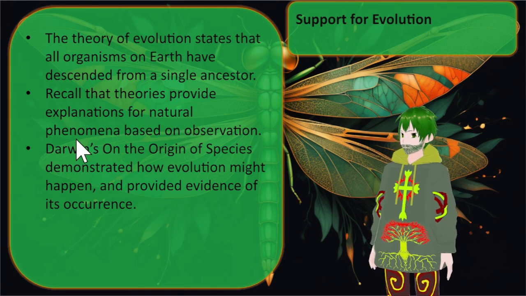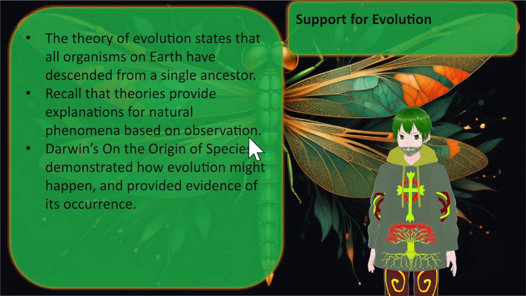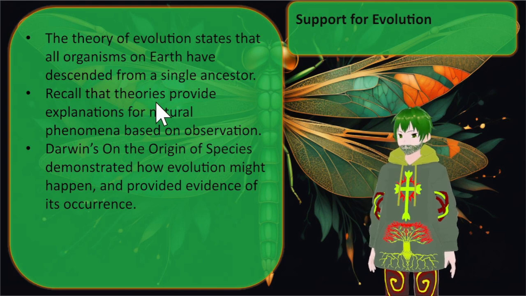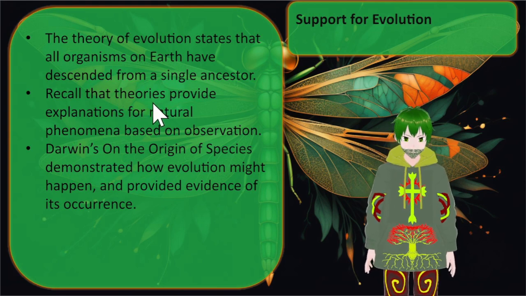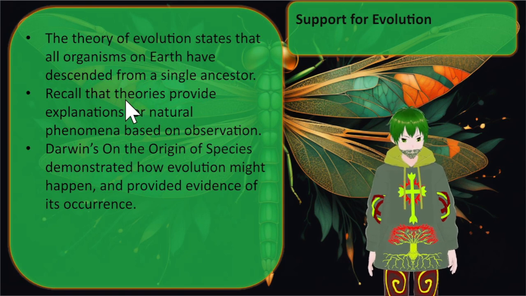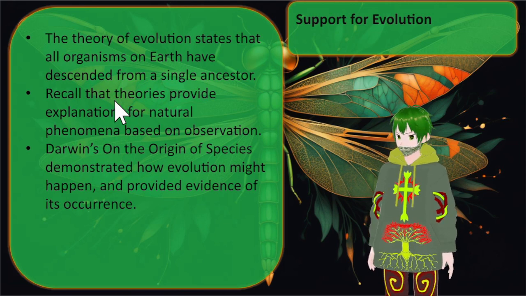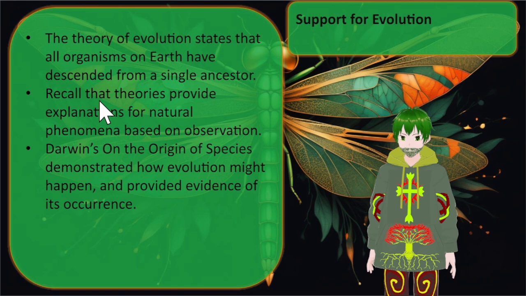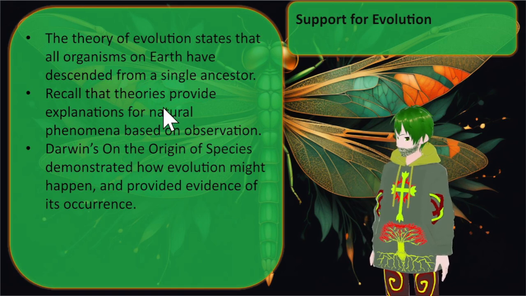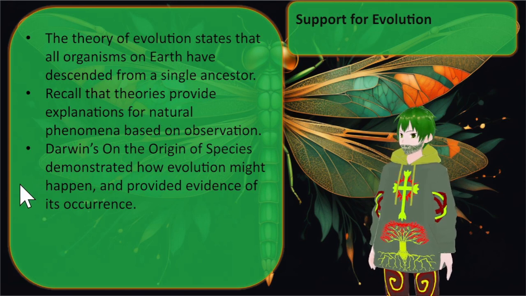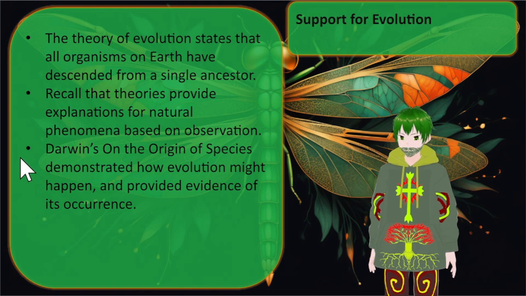So recall that theories provide explanations for natural phenomena based on observation. That's just a general definition of what a theory is. Usually, theories are not as firmly trusted or understood as, say, a law, like the law of gravitational motion, the law of increasing entropy, et cetera, et cetera. So the laws of physics. Theories still have room to be improved because they're not necessarily complete. And I think that's probably the case for the theory of evolution. It's missing something, and we'll talk about that again next unit.